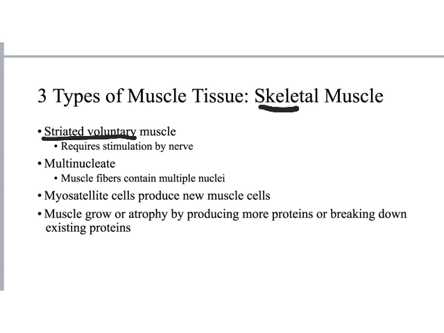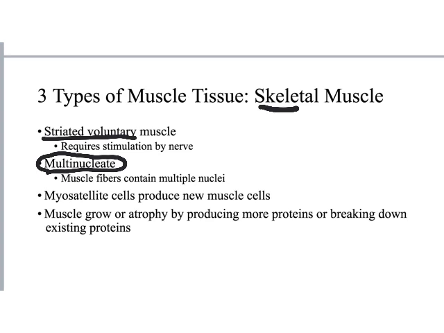Now, striated voluntary muscle will require stimulation by a nerve in order to contract. It's not able to contract on its own. Another unique thing about striated voluntary muscle or skeletal muscle is that it's multinucleated. And I mentioned that in the cellular anatomy chapter, that there were some cells like skeletal muscle that each cell has multiple nuclei in it, and this is one of them.